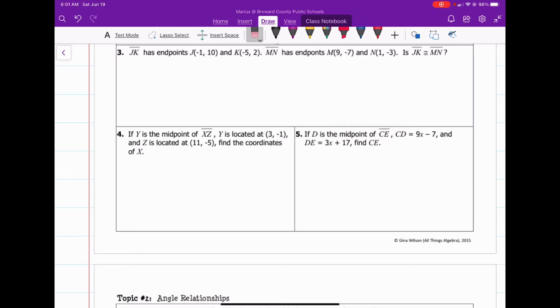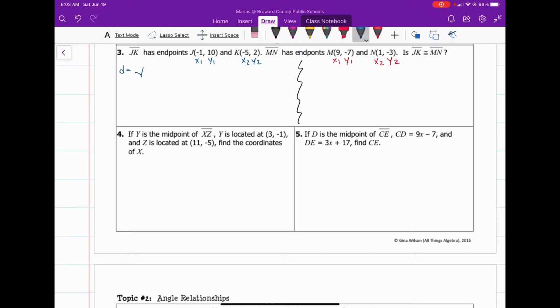Now that we understand what the question is asking us, let's do our work. For each one of these, we have to label x1, y1, x2, y2. And then I'm going to do MN in red, x1, y1, x2, y2. We have to find the distance for each one. So let's do JK first, and then we'll do MN.